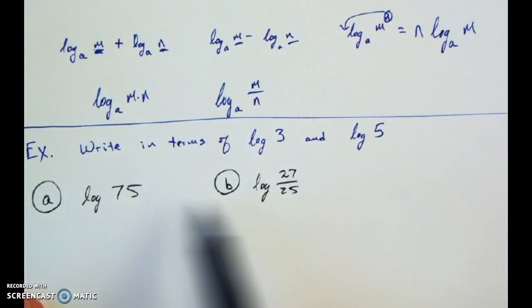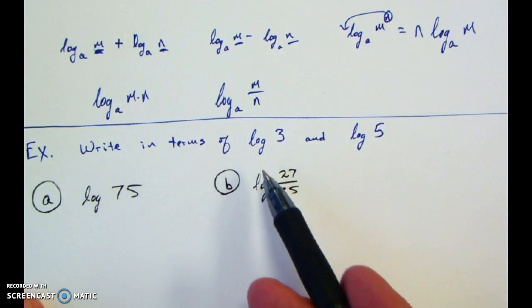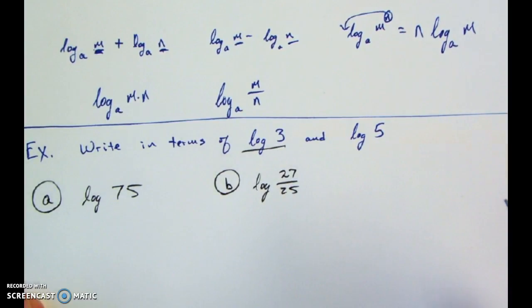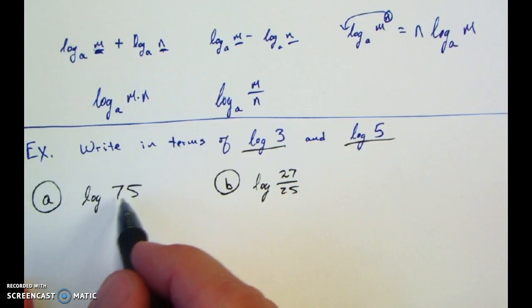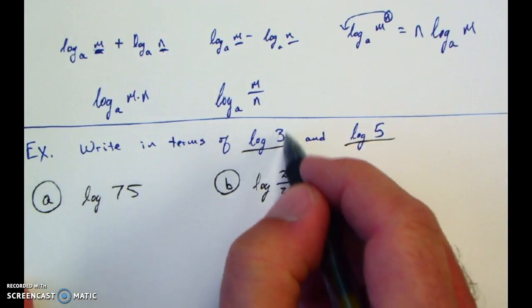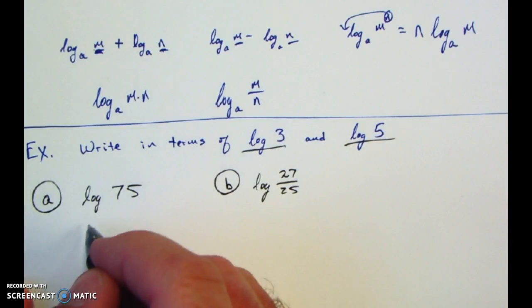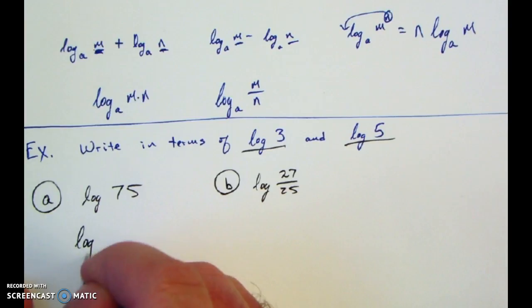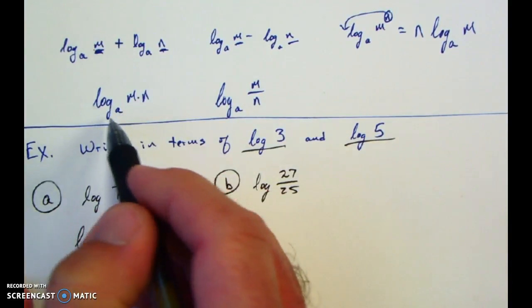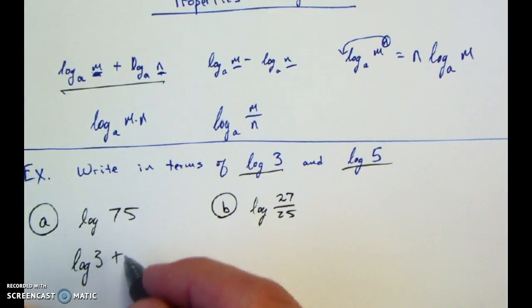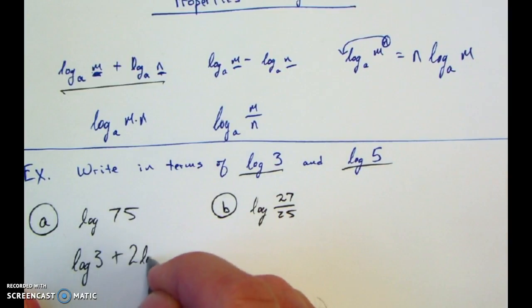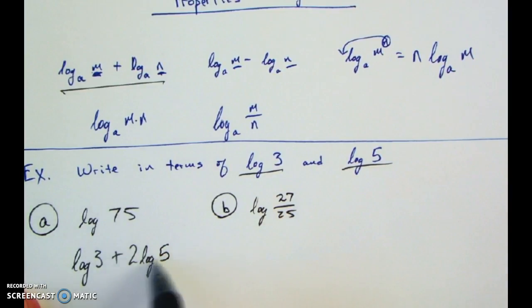Using these properties, we can take these logarithms and rewrite them, and here we're asked to write them in terms of either log of 3 or log of 5. So for example, this 75, we could think of that as 25 times 3. So there's a 3. Let's say that 25 is like 5 squared. So if we expand that out, we would have log 3 plus, because remember we can add those together, plus log of 25, which is 5 squared, so that's 2 times the log of 5. This gives us our 25. 25 times 3 is 75.